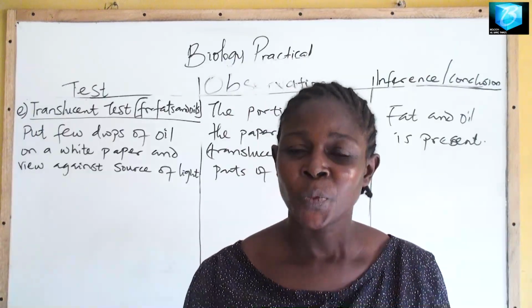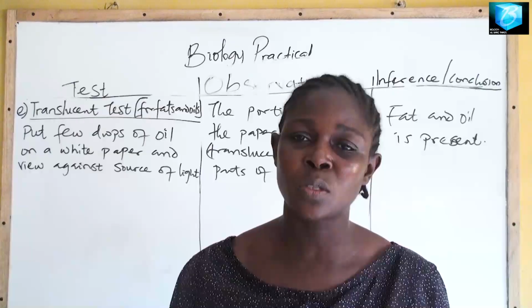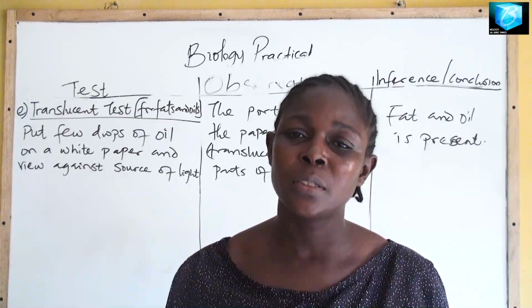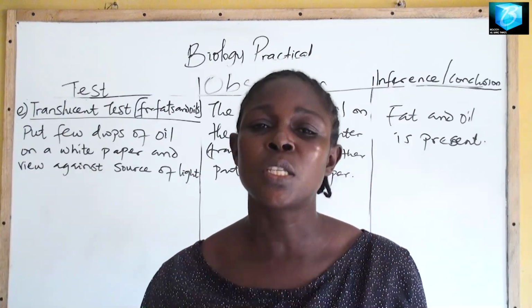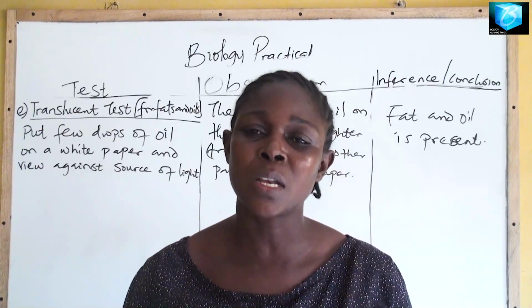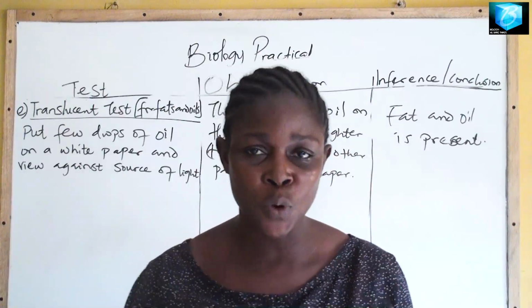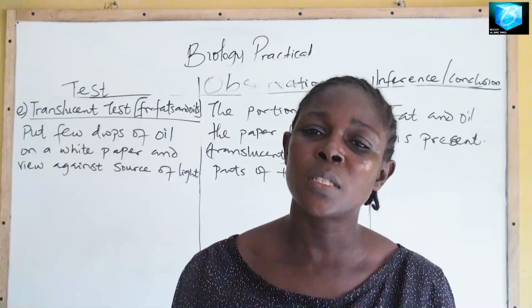Thank you very much. We move on to the next and the last food test we're going to be talking about in this class, and that is the Sudan 3 test. Sudan 3 solution is the reagent, and it is for the test of fat and oil, to verify the presence of fat and oil in a food substance. The color of the Sudan 3 solution is blood red.